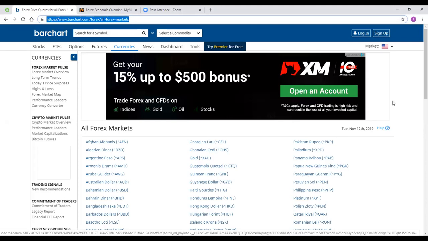Now, let me explain. What is this for? This one will give you the number of positions opened by all the traders in the world, either long position or short position. So you will see the numbers of positions or the numbers of people in the market in a specific pair. You will see how many positions in the market for a long position, how many for a short position.